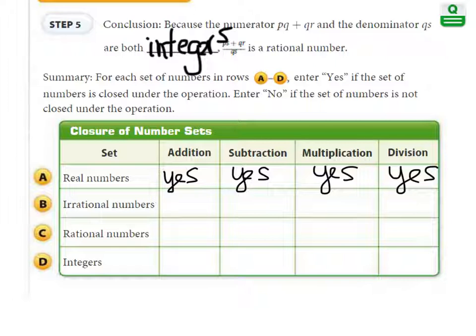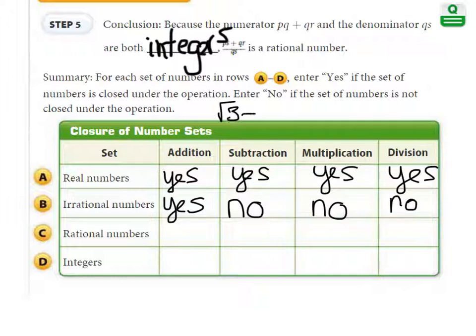Now, irrational, we already talked about the fact that it is not closed under division or multiplication. If I add 2 irrationals, I would still get an irrational number. And if I subtract them, it is not closed. Check that one carefully. The reason that one is not closed is because if I subtract, for example, the square root of 3 minus the square root of 3, I get 0. And 0 is not considered irrational. It is considered rational.